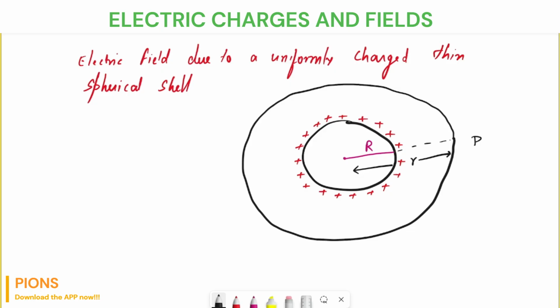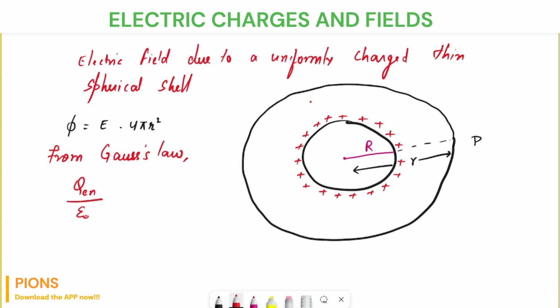Okay. So this Gaussian surface we can imagine. Now we know that flux phi is nothing but E into area, electric field into area of the Gaussian surface. Now what is the area of Gaussian surface in this case? 4 pi r square. Any doubt in this part? Now from Gauss's law, phi is nothing but the charge enclosed by this Gaussian surface upon epsilon naught, and that is equals to E into 4 pi r square. Any doubt?